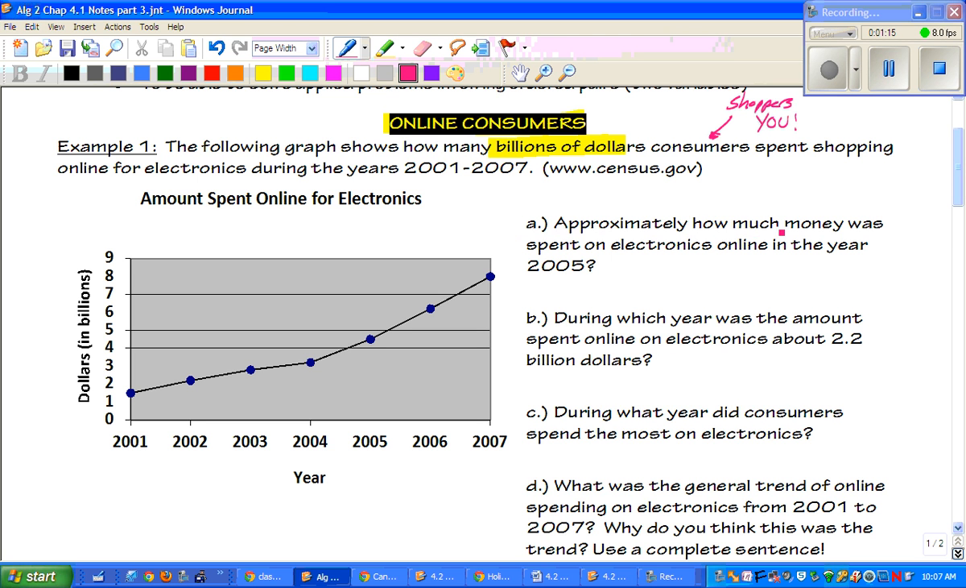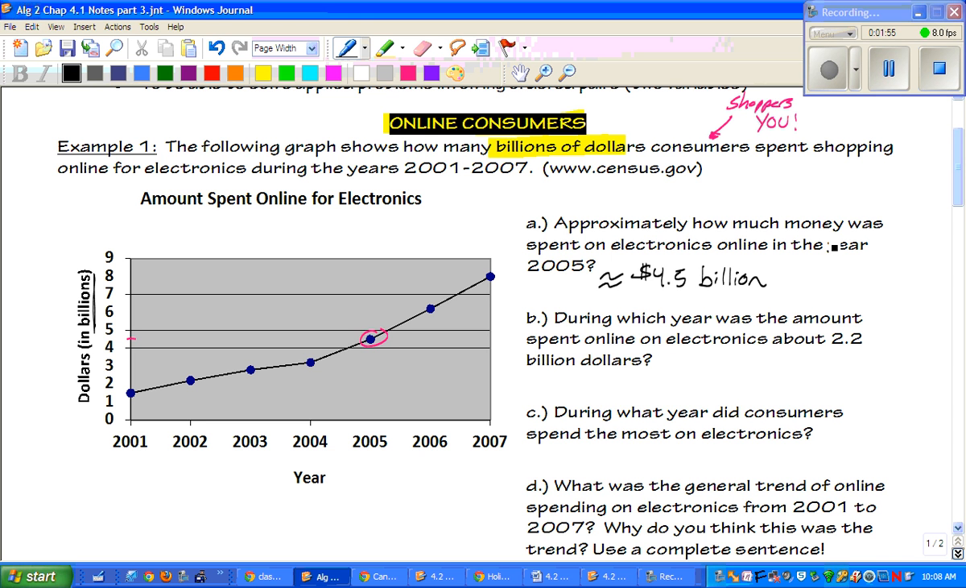Letter A says approximately how much money was spent on electronics online in the year 2005. So here's 2005 right there. About how much is that? Okay, if you look over here, it's right in between the 4 and the 5. So I would say approximately, that's what that sign means. Remember, we're talking about money here. That'd be 4.5 billion, which is a ton of money.